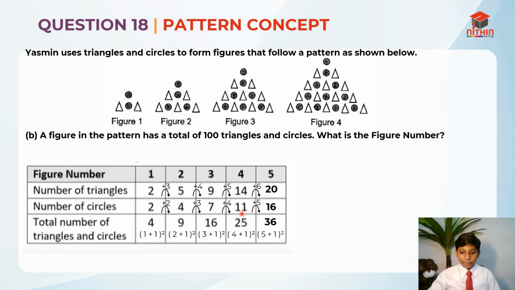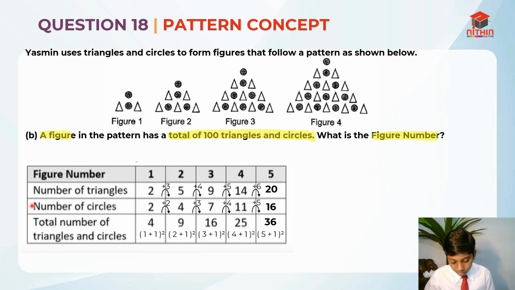Okay, part B. So part B, let's read the question. A figure in the pattern has a total of 100 triangles and circles. What is the figure number? Okay, let's highlight the key information. A figure in the pattern has a total of 100 triangles and circles. What is the figure number?